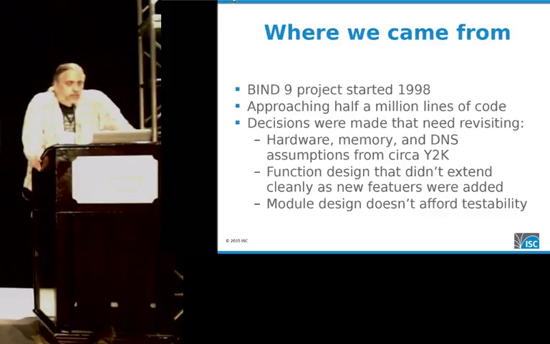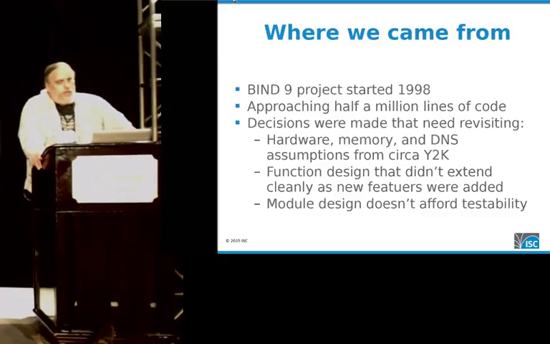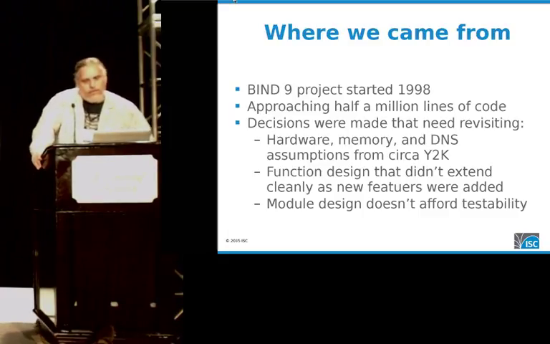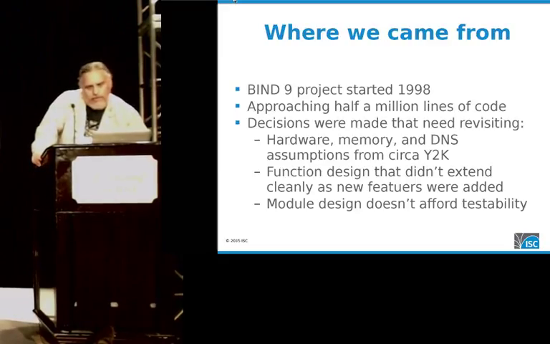So we made some decisions back in the year 2000 timeframe that we need to remake now and make better. We also designed some functions in ways that didn't adapt cleanly to the addition of new features. And we didn't really do a great deal of consideration of unit testing in those days. Bind does have a lot of testing, but we don't follow the testing model that we would have chosen now if we had it all to do over.